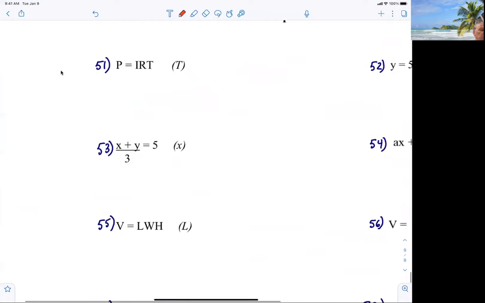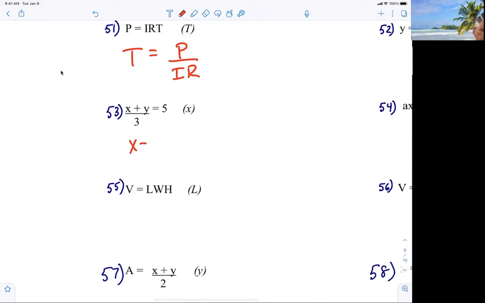Now on these, again, I put these up here because this was something that was missed a lot last year also. You're just solving for variables. Everyone, this is just mental math working backwards. So I'd want everybody to see T is equal to what? Come on. P over IR, brilliant. So over here, we can just say X equals 15 minus Y. I really don't want to slow down, but I will if you have a question. Anybody having trouble solving?